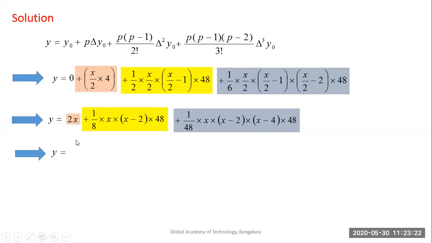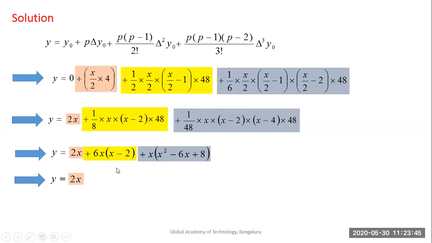Now simplify each of the terms again. 2x as it is. Here 48 by 8, we get 6, x into x minus 2. Here the 48 gets cancelled, so we get x into x minus 2 into x minus 4. You multiply, and you get x square minus 2x minus 4x, which is minus 6x, and minus 2 into minus 4 is plus 8. Then multiply the 6x into x minus 2, so we get 6x square minus 12x. Take this x inside, and you get x cube minus 6x square plus 8x.